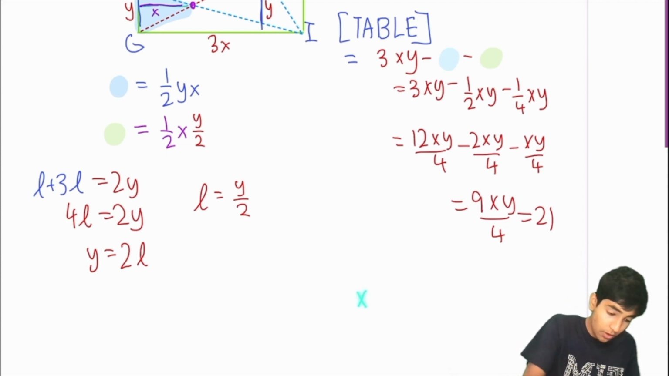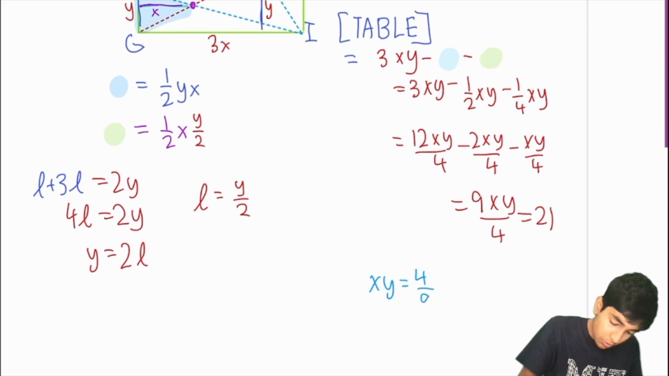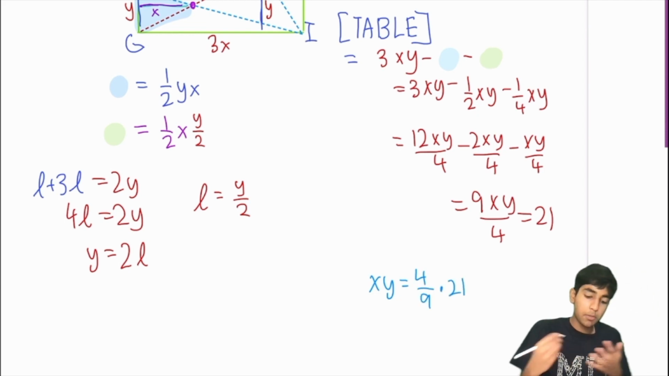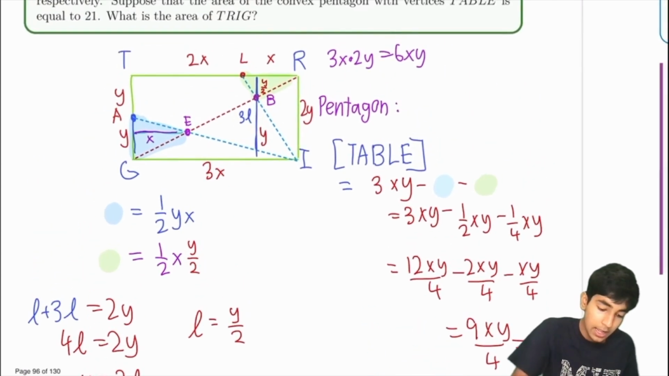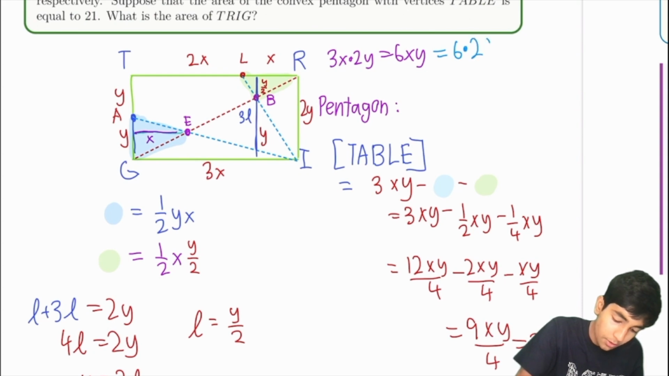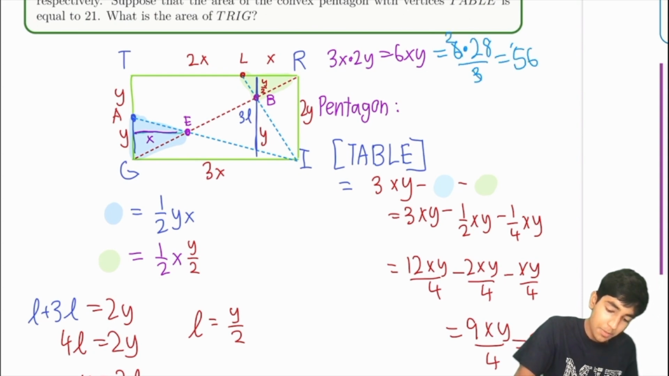So xy is 4/9 times 21, right? By just multiplying by 4/9 on both sides, which is just going to be 4/3 times 7, 28 over 3. So 6xy is 6 times 28 over 3, which is just 56. And that's going to be our answer.